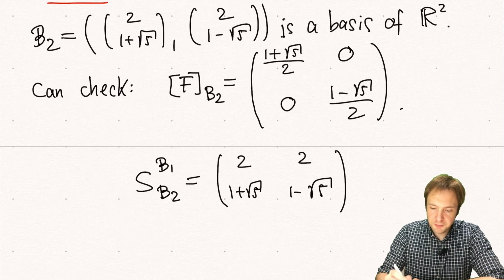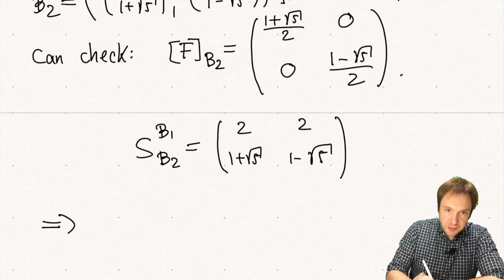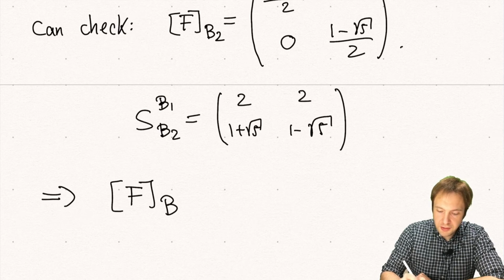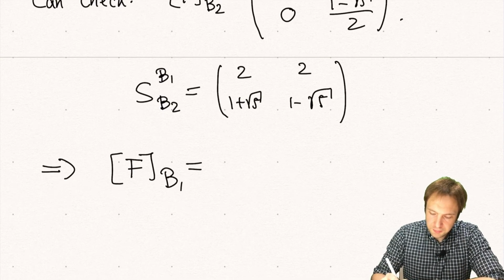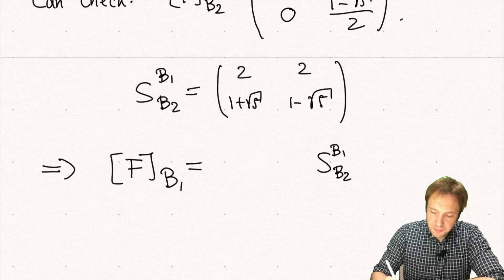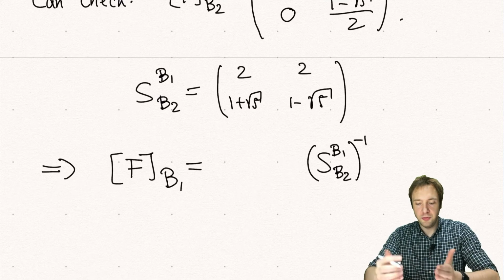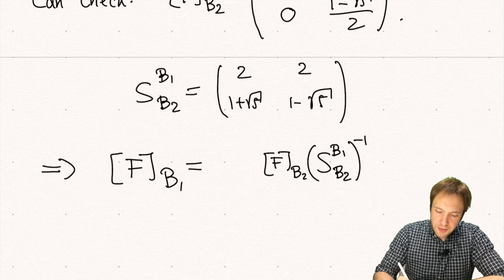So this is the change of basis matrix from B2 to B1. And then we get, by what we discussed before, that F in our basis B1 is, well, first we can take the inverse of this matrix. So we take the inverse of the basis change from B2 to B1 because we want to go from B1 to B2. And then we take our F in the basis B2, and then we go back from B2 to B1.